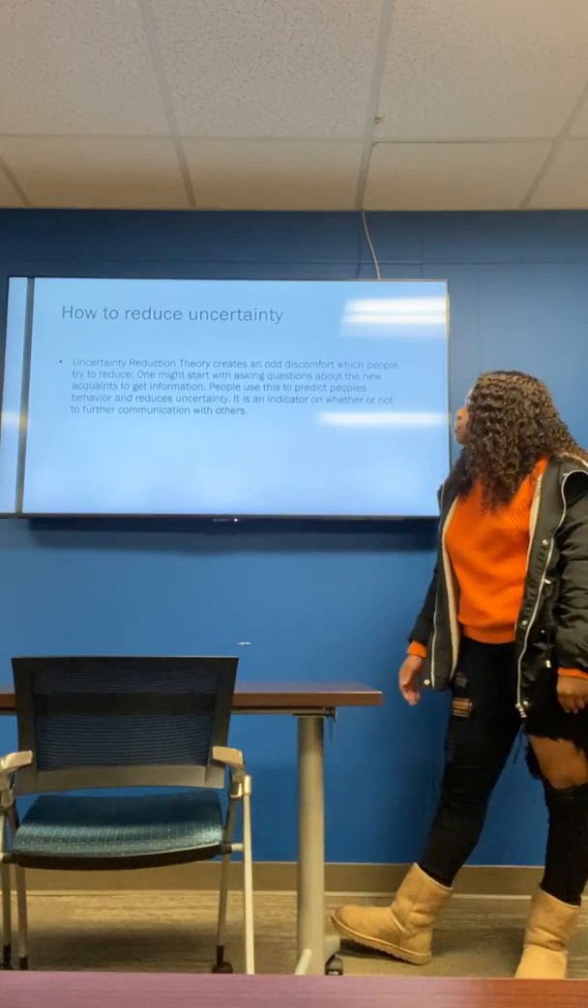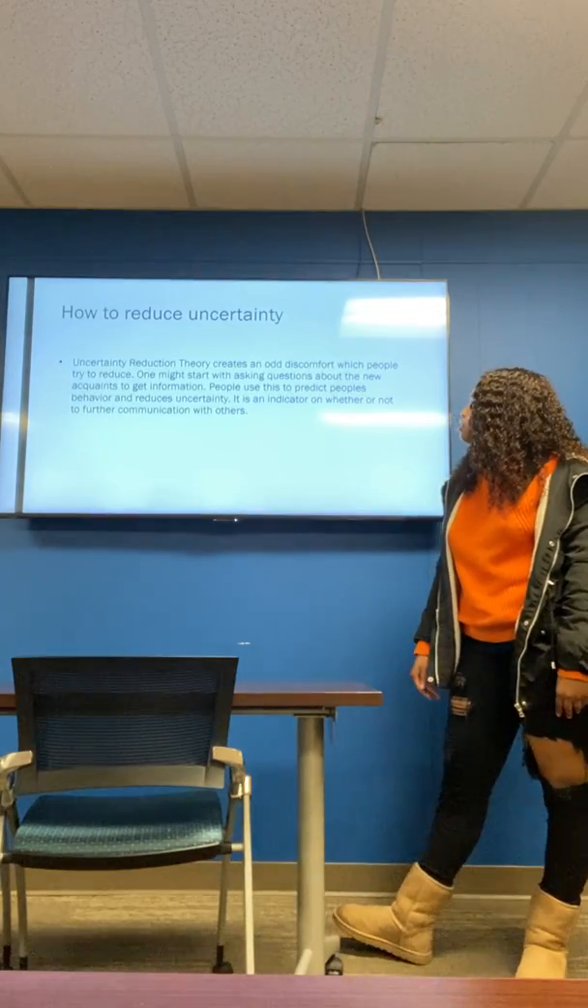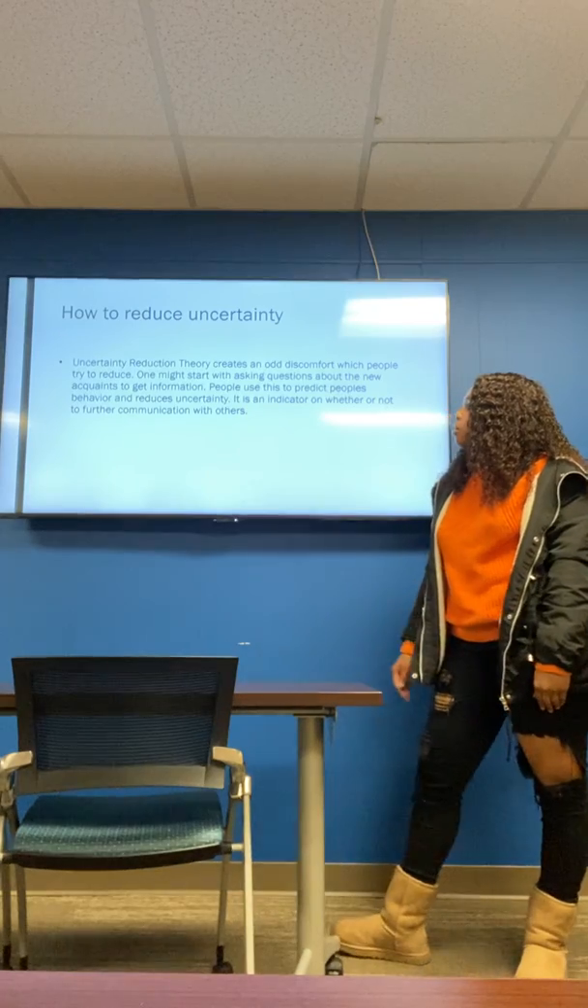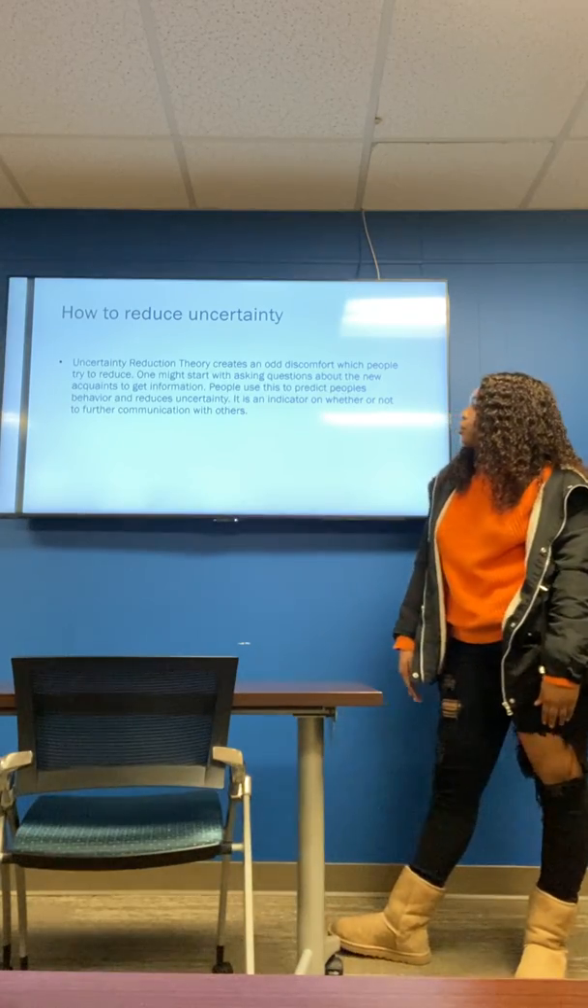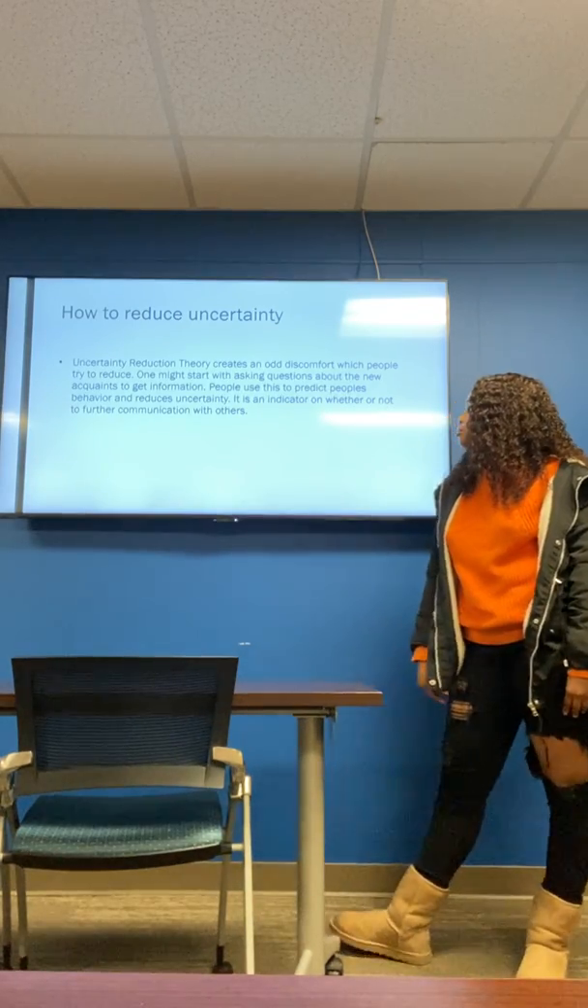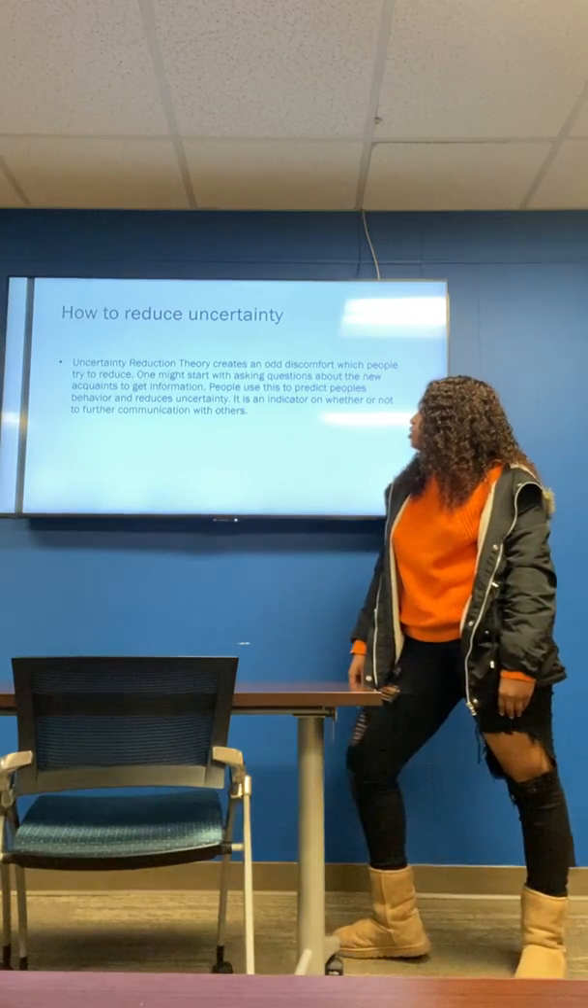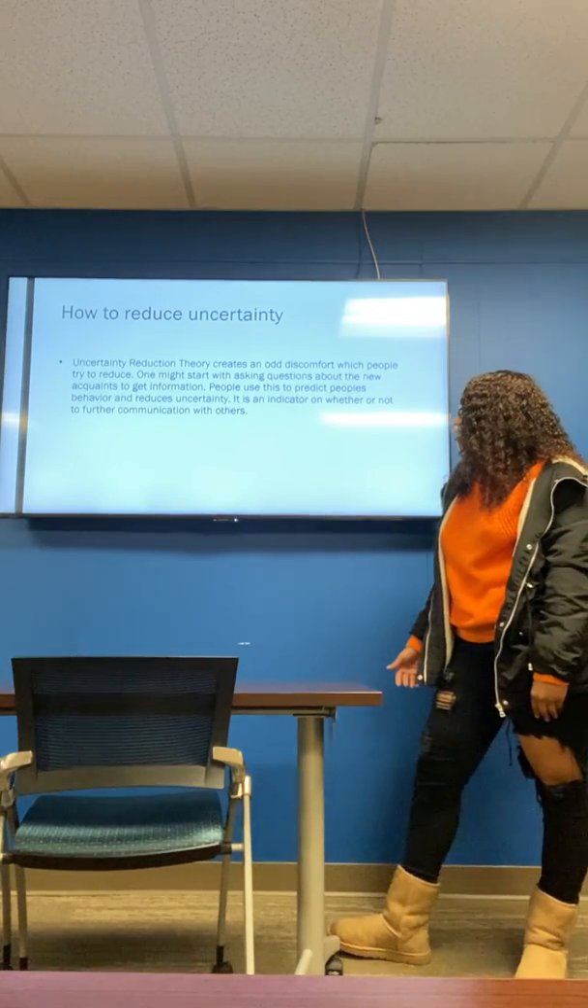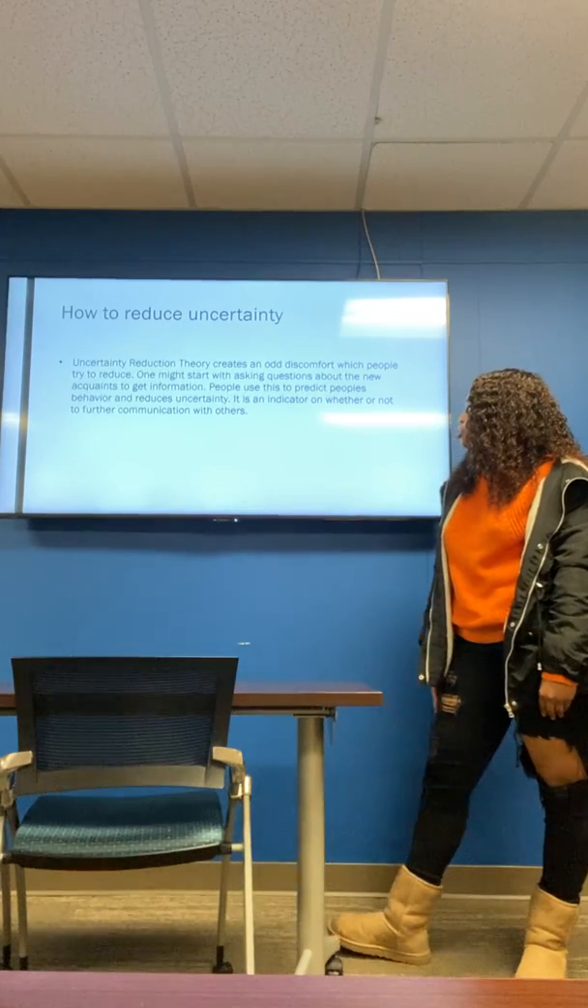Uncertainty reduction theory creates an odd discomfort which people try to reduce. One might start by asking questions about the new acquaintance to get information. People use this to predict people's behavior and reduce uncertainty. It's also an indicator of whether or not people want to communicate with others.